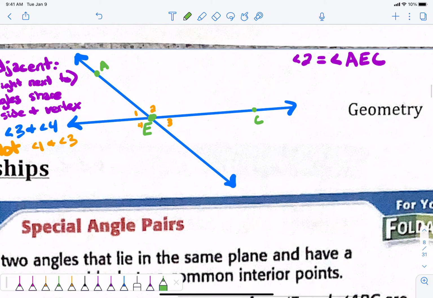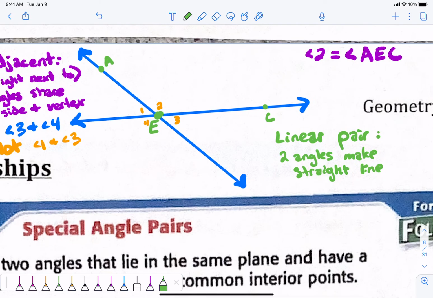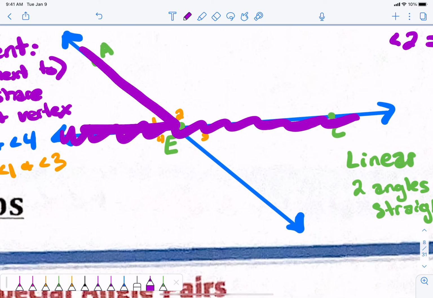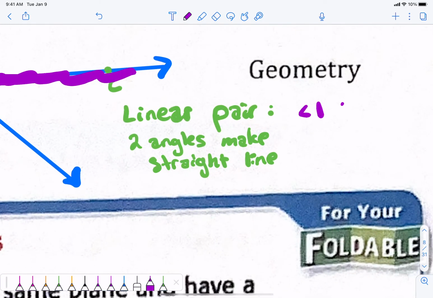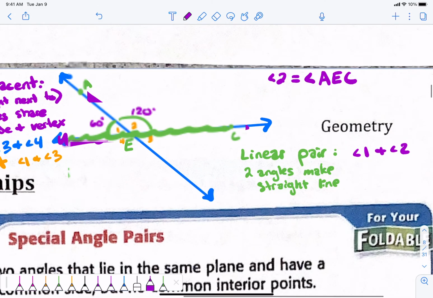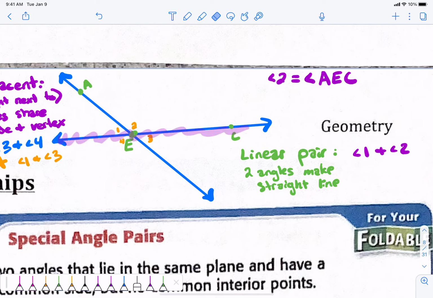Then another term that we will have is something called a linear pair. A linear pair is 2 angles that make a straight line. Let's say the straight line that I'm talking about is this one going across here. If that's the case, then this angle right here, angle 1, and angle 2 together make a straight line. Does that make sense? Angle 1 and angle 2 make a straight line.